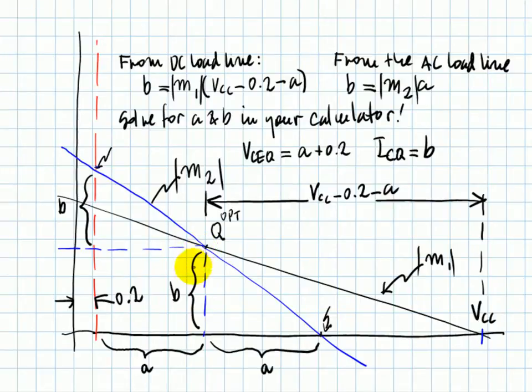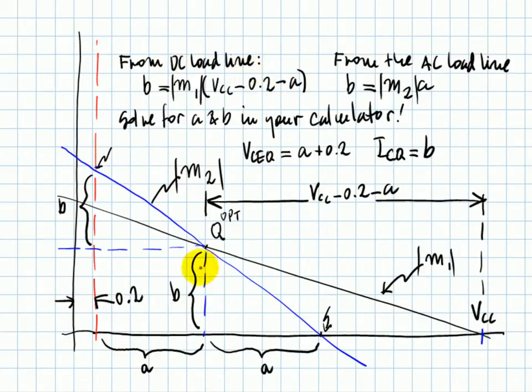Well, I can write this current, B, given that I know this distance from this point to VCC. Check it out. That is VCC minus 0.2 minus A. That is that distance here. And then what I do is I multiply that by the absolute value of this slope, and that gives me B. You see, B is the slope in absolute value of that DC load line multiplied by that horizontal distance, VCC minus 0.2 minus A. That is one equation from the DC load line.